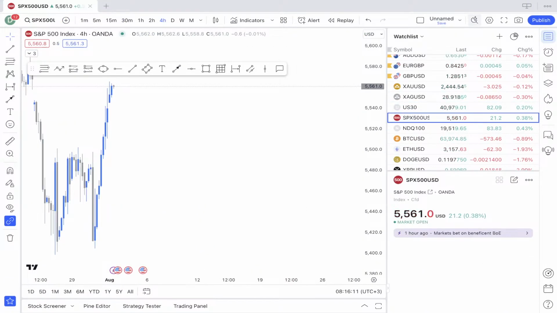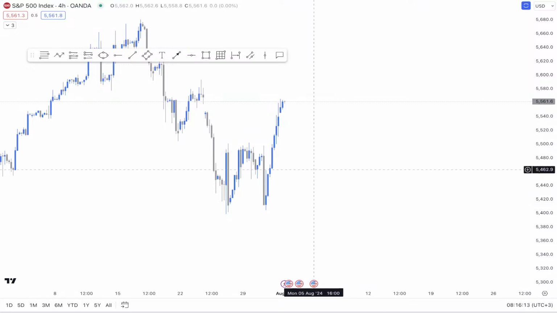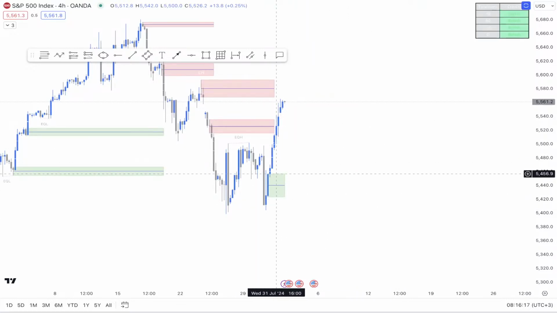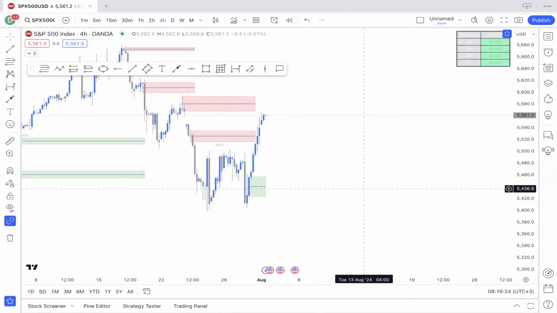SPX coming up next. On this one, I wasn't really able to identify anything new. Yes, this looks bullish. However, I wasn't able to identify a bullish range because in our area of interest, I wasn't able to identify an unmitigated order block or a fair value gap.